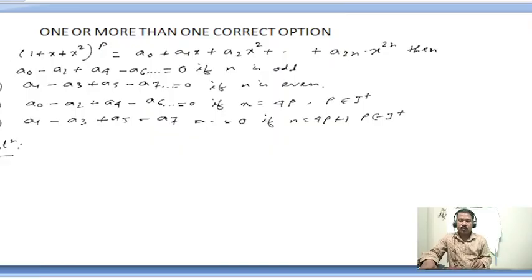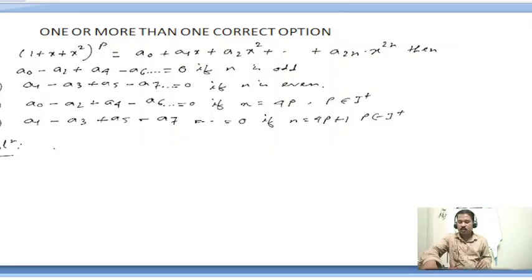Now the problem is (1 plus x square) whole to the power p, that is equals to a0 plus a1x plus a2x square and so on to a2n x to the power 2n. Then we have four options here. We have to find which is correct one.